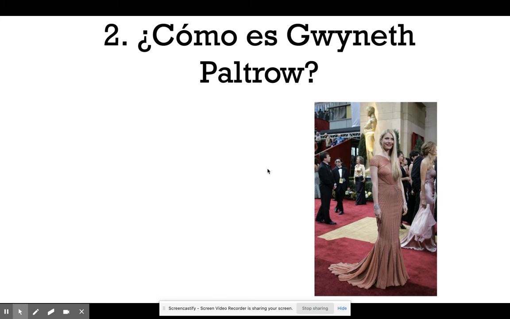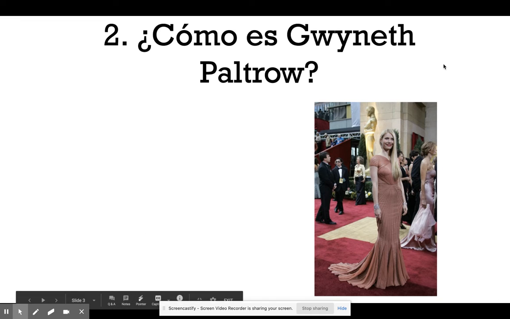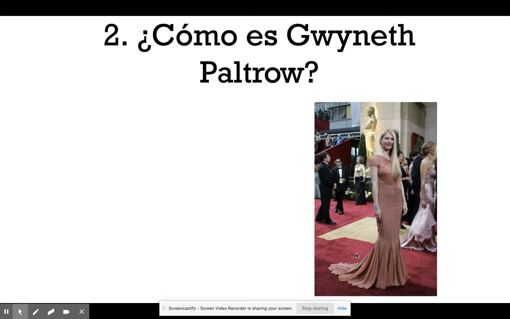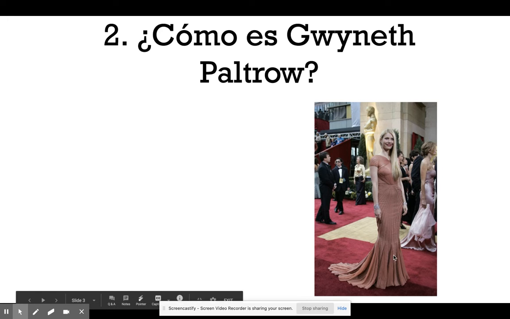Okay, numero dos. ¿Cómo es Gwyneth Paltrow? So you should write down your numero dos on your scratch piece of paper. Let's look at her, boys and girls. Obviously, she is an actress. Okay, we see Emmys back here. So that gives me one adjective that I can think of, her ability. She's probably talented. Physically, she is tall, she's skinny, and she's blonde.